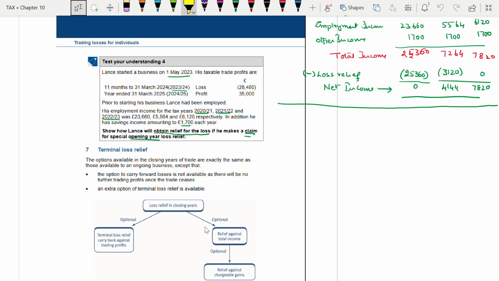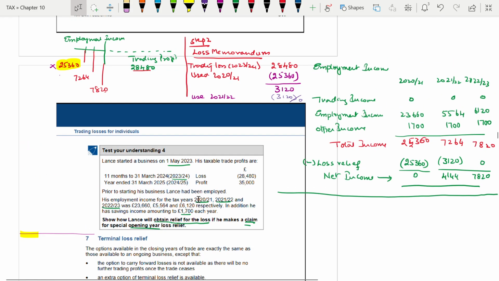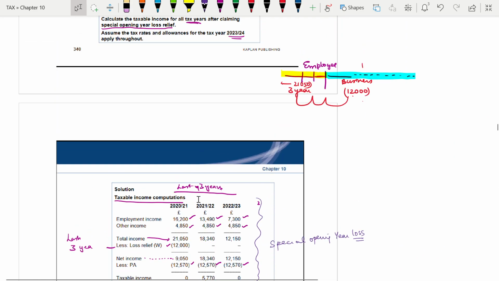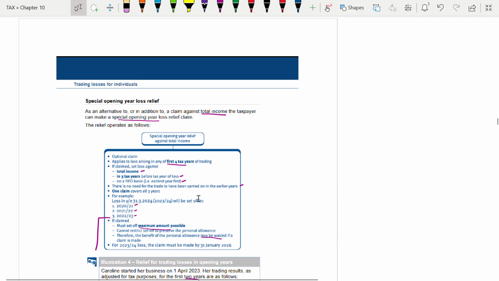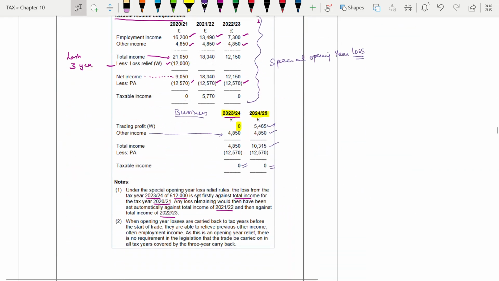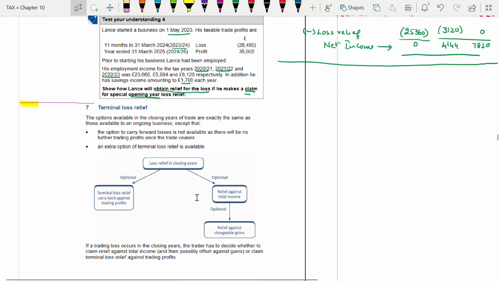What we have done till now is the opening year loss relief. We covered something with respect to the beginning years, the special opening year loss relief. Now coming back to terminal loss.